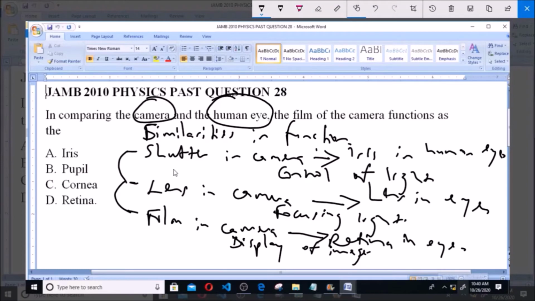Now the question asks us what the film of the camera functions as in the human eye, and we have established here that the film in the camera performs a similar function as the retina in the human eye. So option D, retina, is the correct answer to this question.